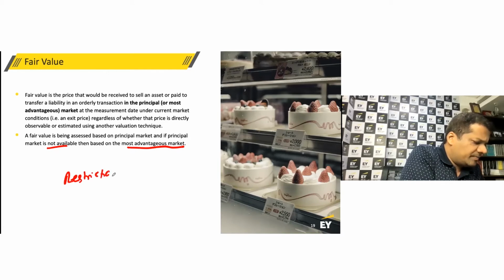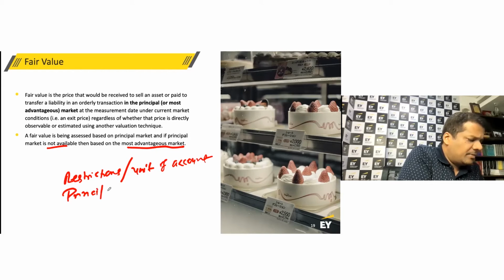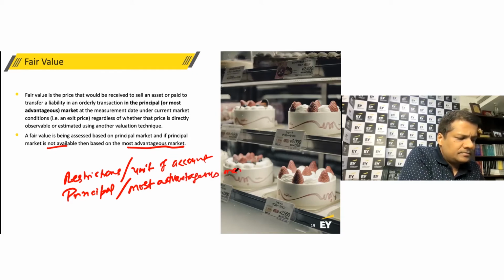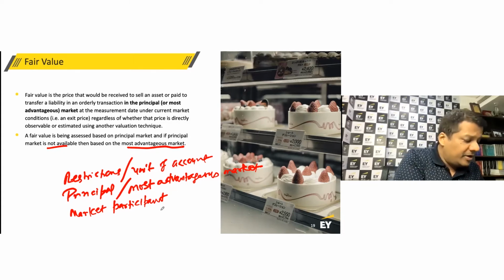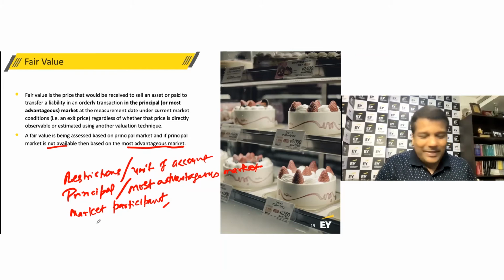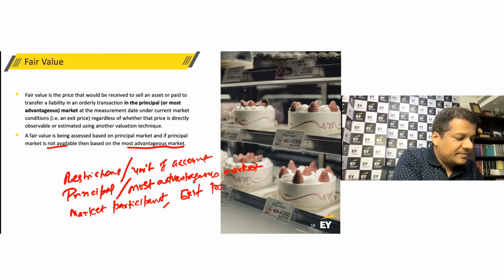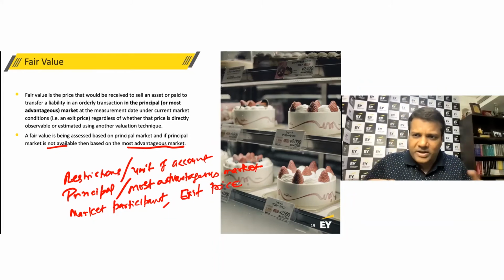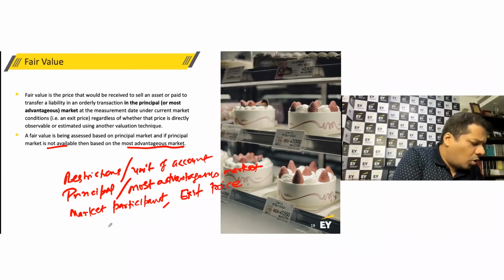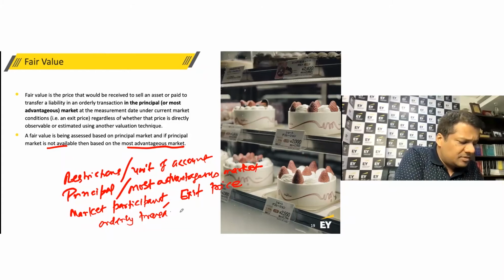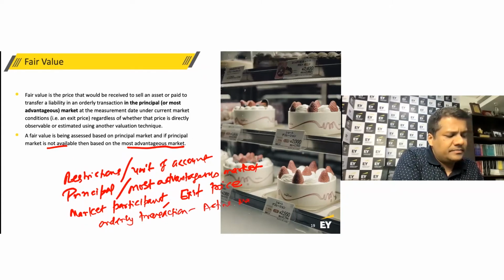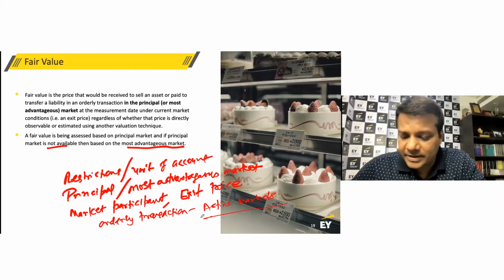We talked about restrictions, unit of account, principal market, most advantageous market, and market participant itself. And then we talked about exit price. We've talked about a number of things, and we will make sure that you understand all of these concepts. We also talked about orderly transaction, which means active markets.